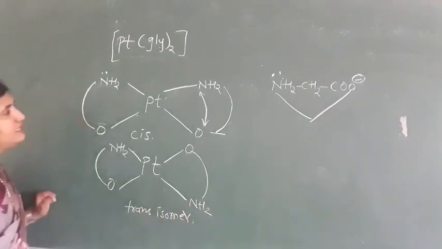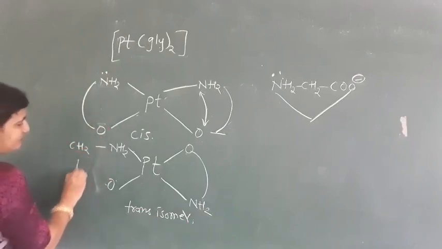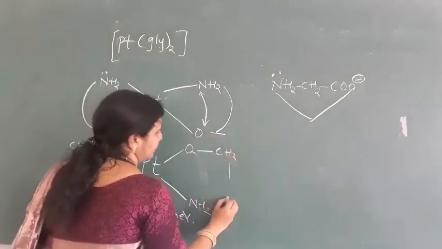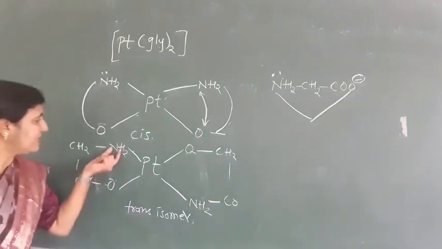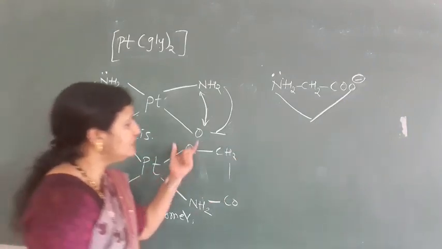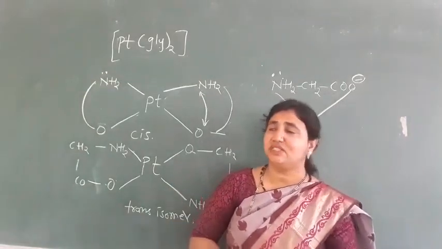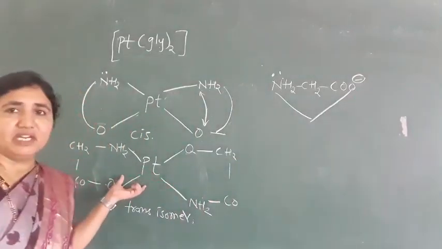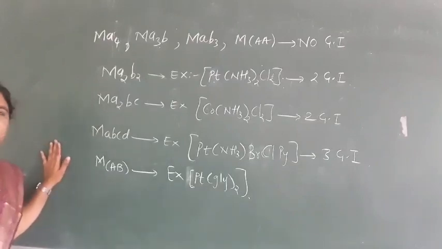Or you can write here NH2, this is CH2, and here COO, and here CH2 and COO. We are just changing this one only. So this is cis and trans. So this is all about the square planar structure. In the square planar structure, we have seen all the types of geometrical isomerism.